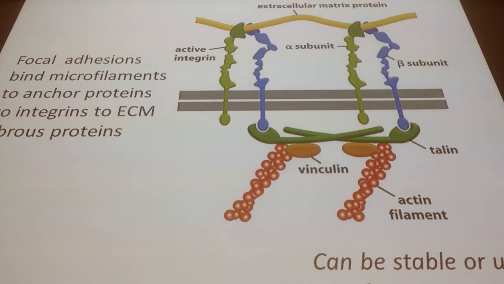Okay, so if you try to remember which cytoskeleton goes with which adhesion junction, anchoring junction, then you think about stability or mechanical strength versus flexibility or dynamic. Okay, that's how you do that.